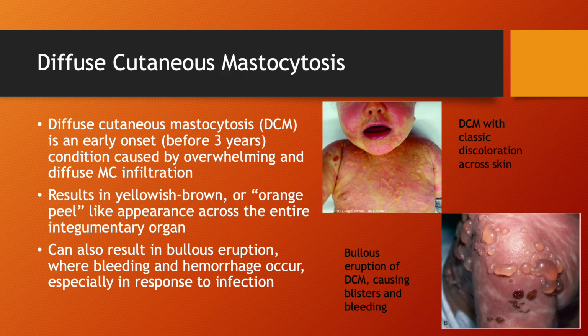So sorry if this is something that is sort of off-putting to you, but there's also diffuse cutaneous mastocytosis. So this is going to be something that comes a little bit before, or I should say it's early onset. So before 3 years of age, typically a child is going to start developing signs of this. And this is really just caused by overwhelming and generalized and diffuse mast cell infiltration. And you get this sort of yellowish brown or orange peel appearance across your entire skin, and it can result in bleeding, bullous eruption, and unsurprisingly, infection. So you can see what that might look like. This is sort of the orange peel-like skin, and this is sort of these blisters that tend to form on the skin.